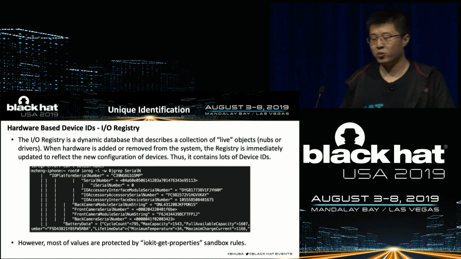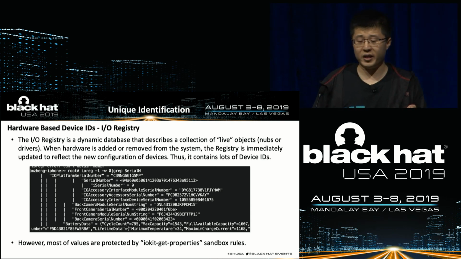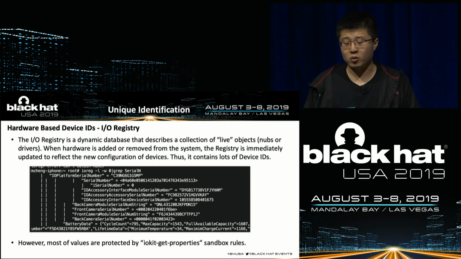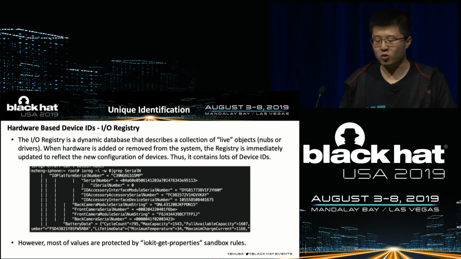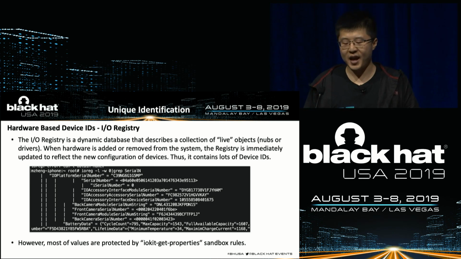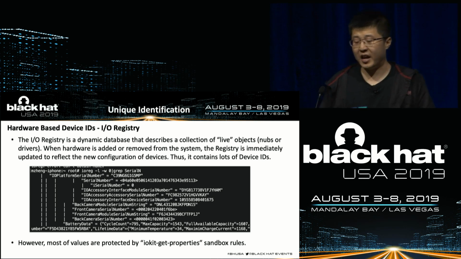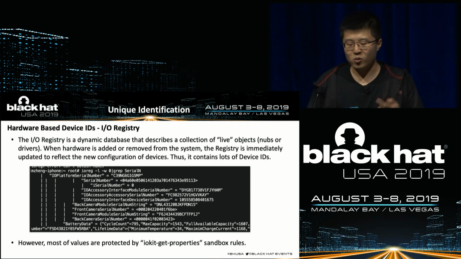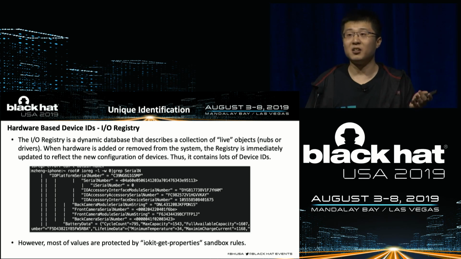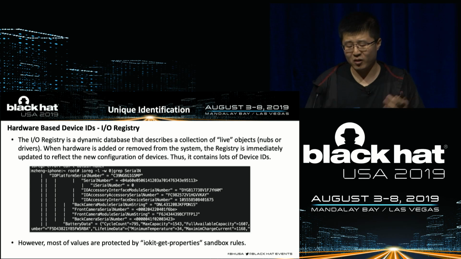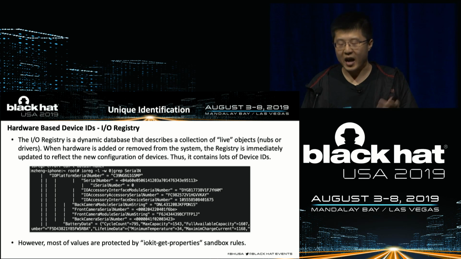So what is the I/O Registry? The I/O Registry is a dynamic database that describes a collection of live objects, for example, nubs or drivers. When hardware is added or removed from the system, the registry is immediately updated to reflect the new configuration of devices. Thus, it contains lots of device IDs. However, most of these values are protected by the IOKit get-property sandbox rules.